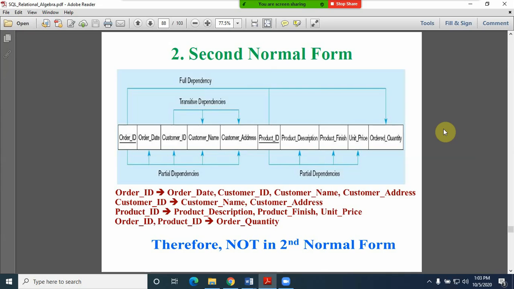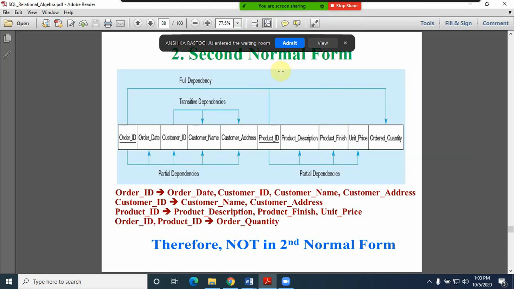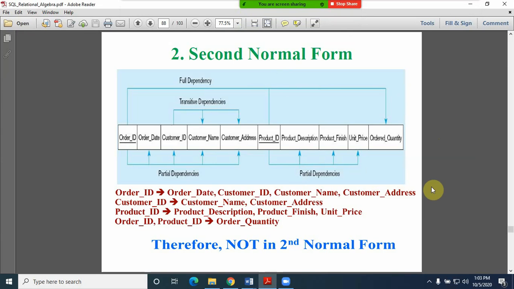Now we have seen one example here. Order ID and as well as order date, customer ID, customer name, customer address, product ID, product description, product finish, unit price and order quantity. And one important thing I want to insist on this example, friends. You can take your own example. There is no restriction on that.